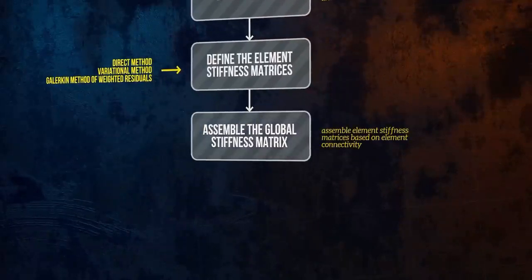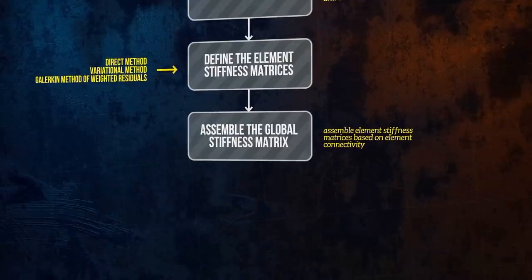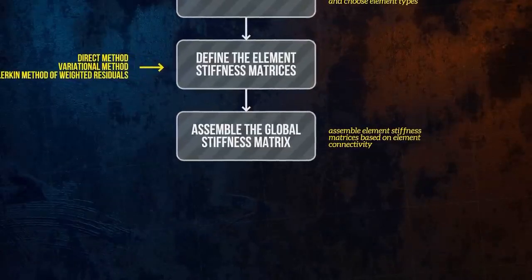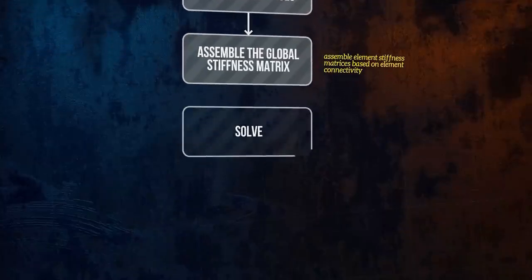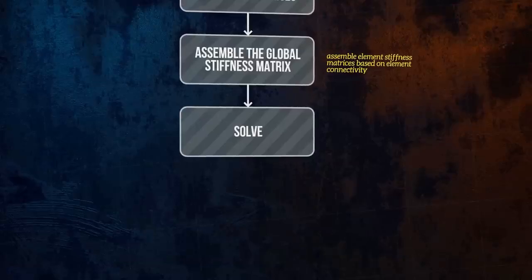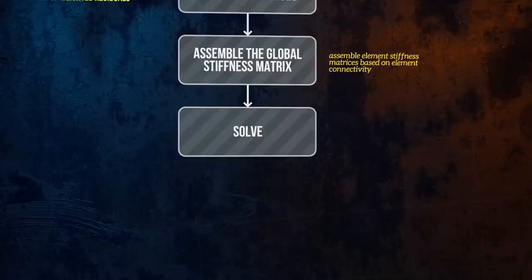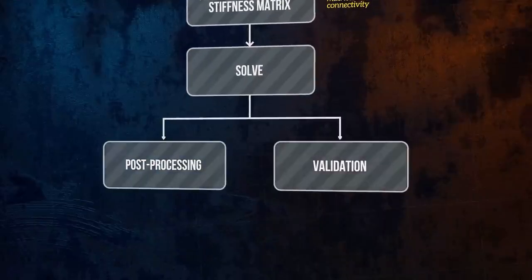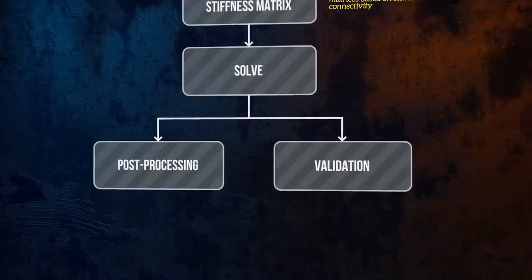This global stiffness matrix defines how the structure will respond to applied loads, and we can use it along with boundary conditions to solve for the displacement at each node in the structure. Once we have displacements, we can calculate stresses, strains, and other field variables of interest. Then all that's left to do is post-processing to obtain the desired results and validation of the model.